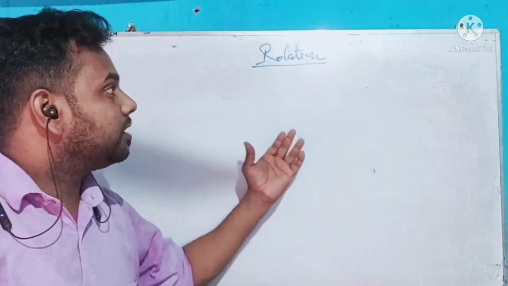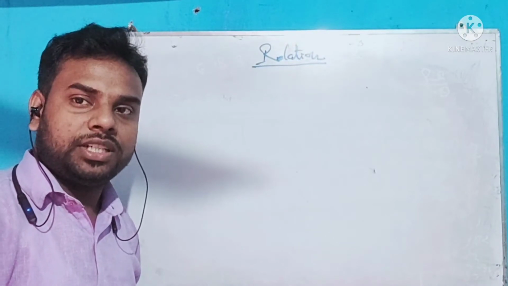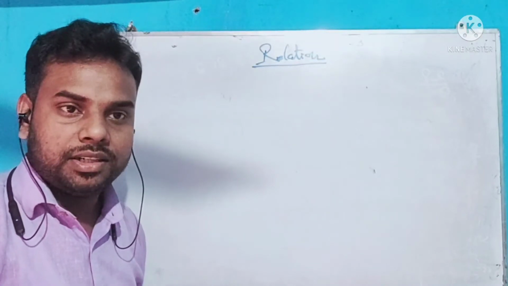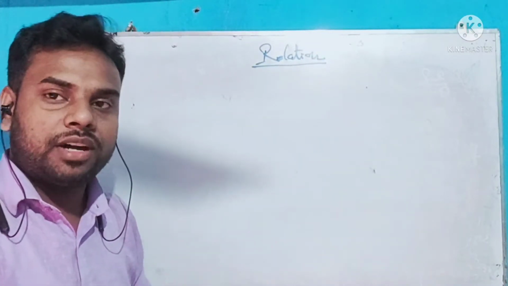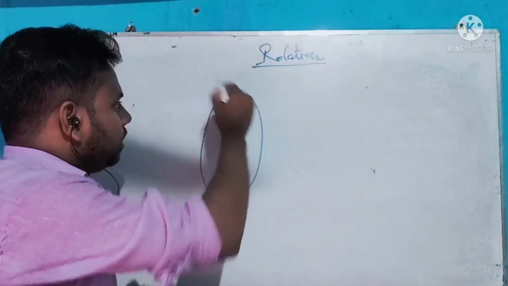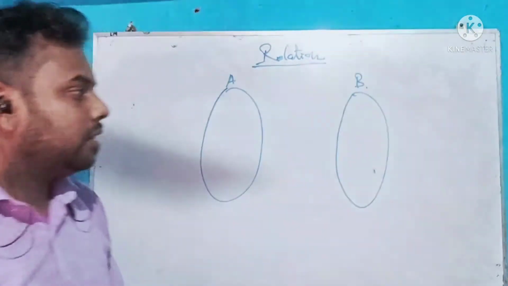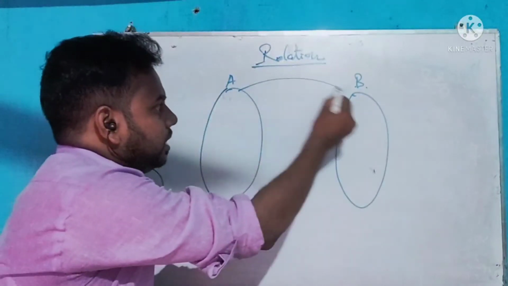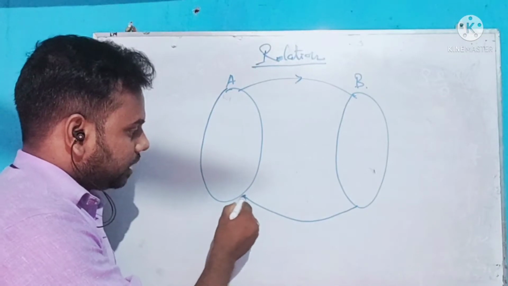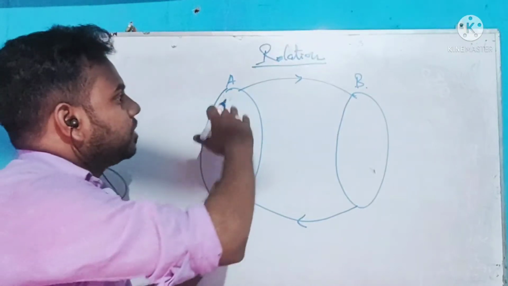So now, relation. The word relation is very familiar to us. Like there is a relation between you and me, and that relation is the teacher and student relation. Similarly, a relation in maths can be defined by two sets. Suppose we have two sets, set A and another set, set B. So set A to set B may have some relation. Let us first discuss a relation from A to B.